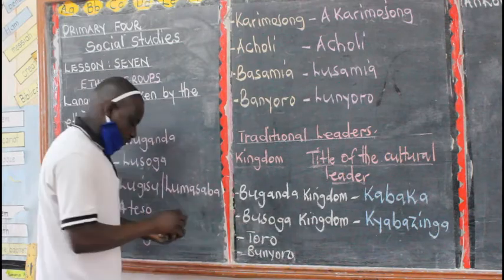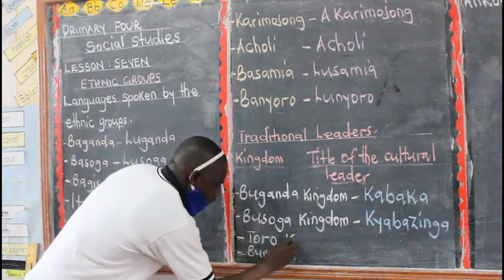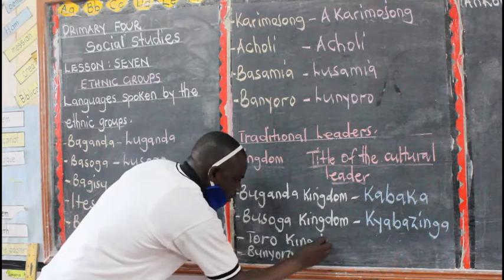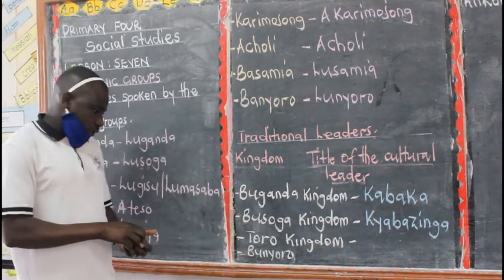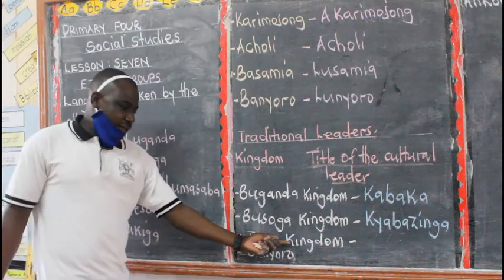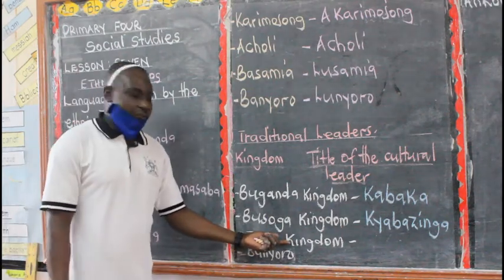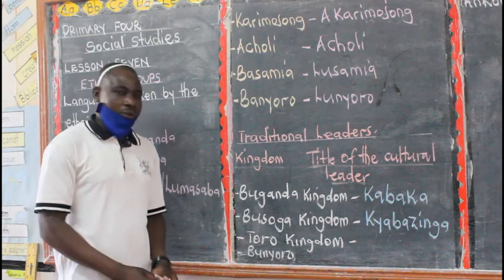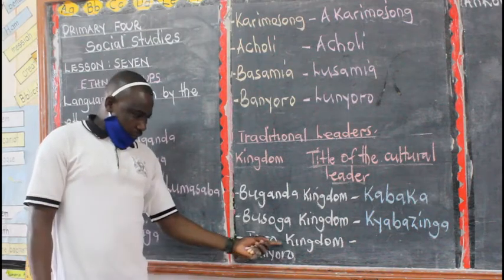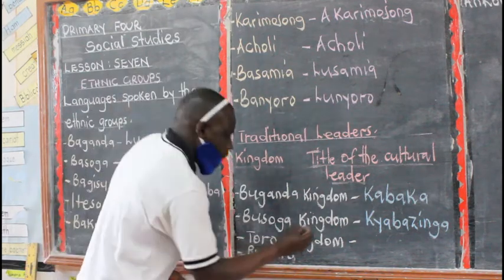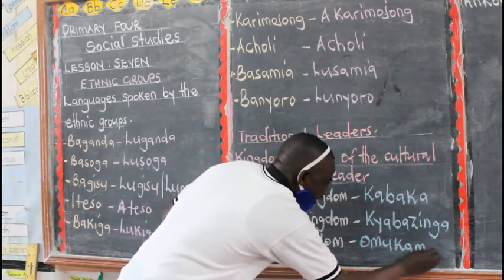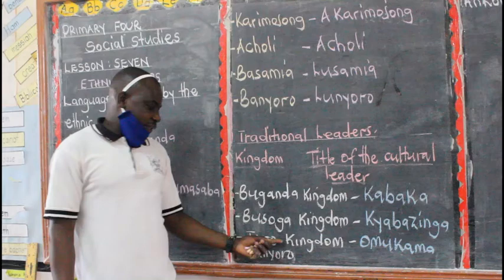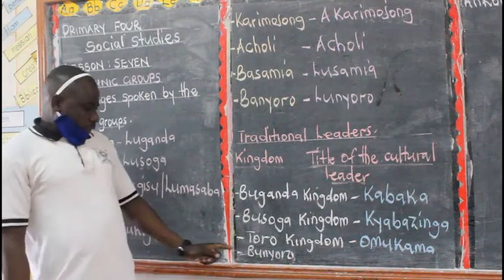Then we also have Toro kingdom. Where do we find Toro kingdom? Toro kingdom is found in the western part of Uganda. What title is given to the king of Toro? The king of Toro is called the Omukama. Omukama is a title given to the king of Toro.